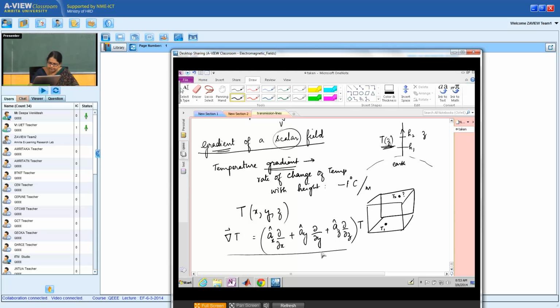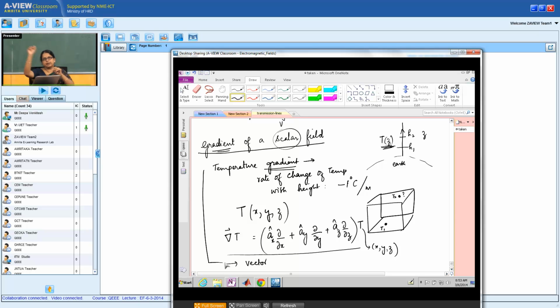Now why this happens, why the gradient is this function, we can discuss in the next class. But remember, this T is a function of x, y, z, and the answer is a vector. So the gradient of the scalar is a vector, which means the gradient, the change, is depending on the direction. It's intuitive to understand that.